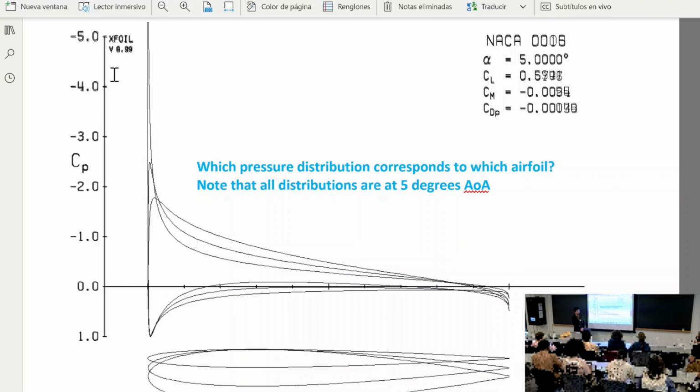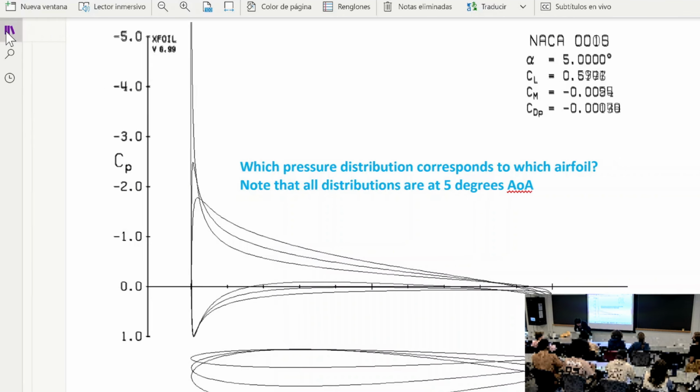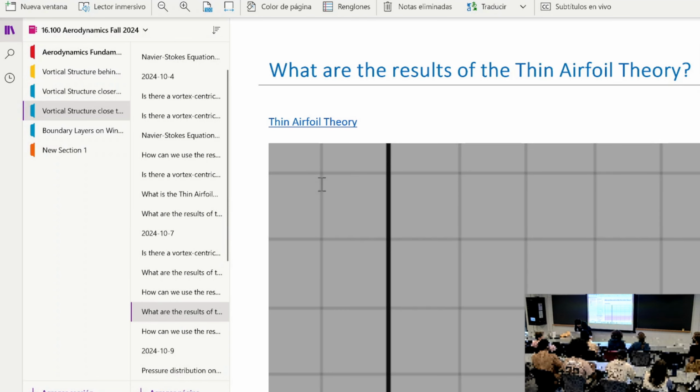Okay, but then wouldn't the blunt one be somewhat correct, because it doesn't go to infinity? It just stays somewhat low? Or no? Yes. Basically, if you compare this against what we looked at previously, the thin airfoil theory calculations.